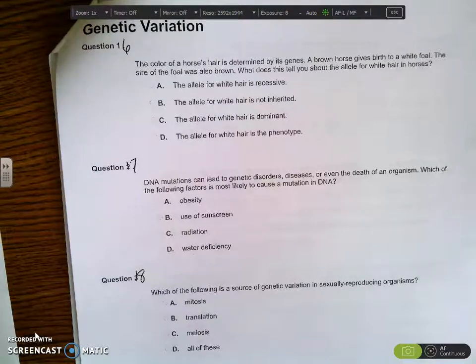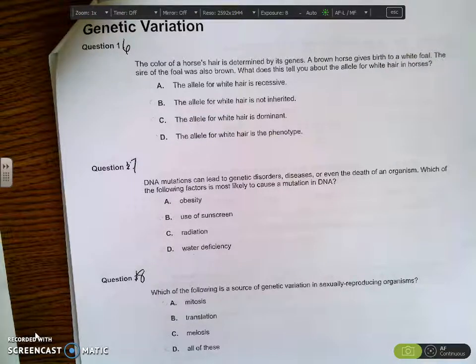Question 17. C. All forms of radiation have been linked to DNA mutations. These mutations can lead to cancer. The most common form of radiation that humans are exposed to is UV radiation from the sun. This form of radiation has been linked to skin cancer.